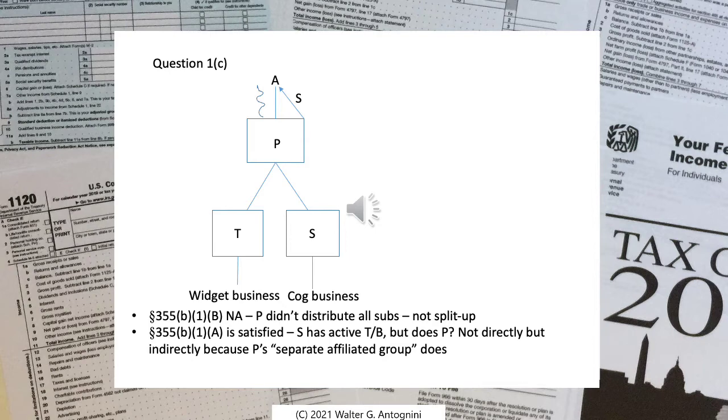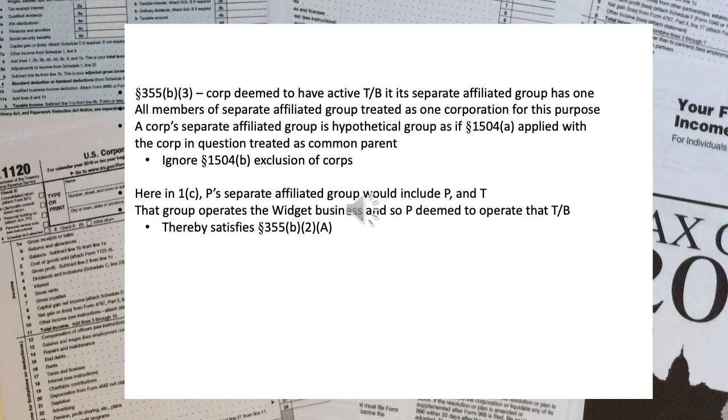That standard has now been replaced with a generally easier test, the separate affiliated group test, as of distributions made after May 17, 2006, which changed 355(b)(3). To determine whether a corporation will be considered to be engaged in an active trade or business, one looks at the corporation's entire separate affiliated group and treats that entire group as one corporation. In other words, a corporation will be treated as engaging in the active conduct of a trade or business if its separate affiliated group, in other words, at least one corporation that is a member of that group, engages in the active conduct of a trade or business.